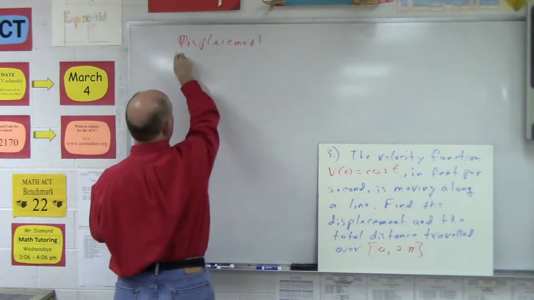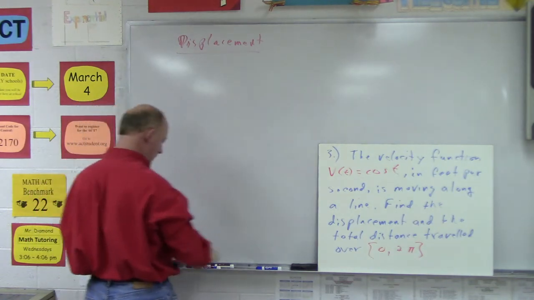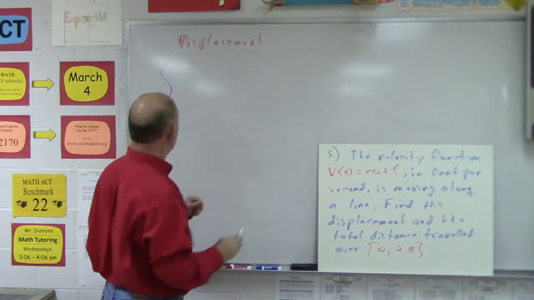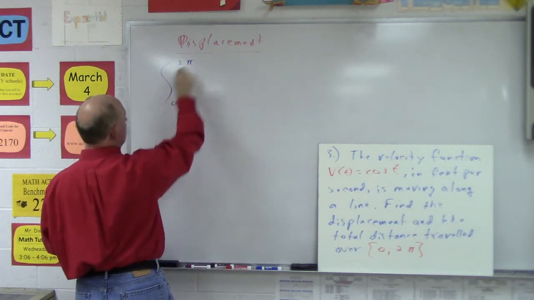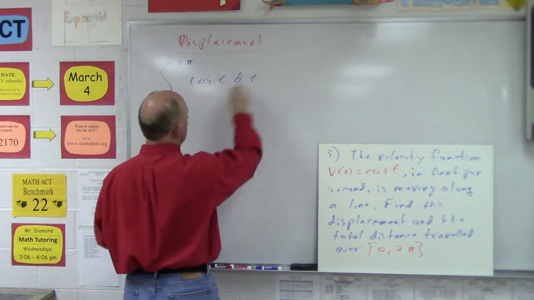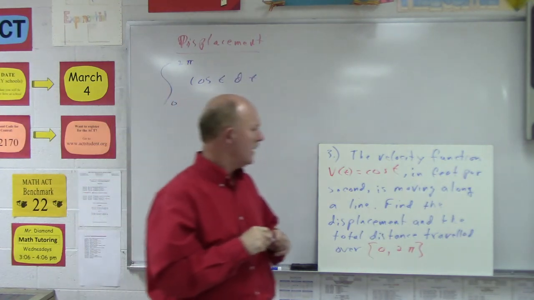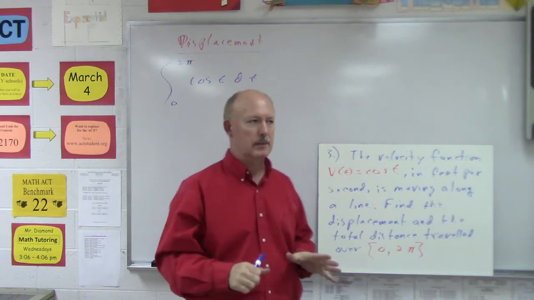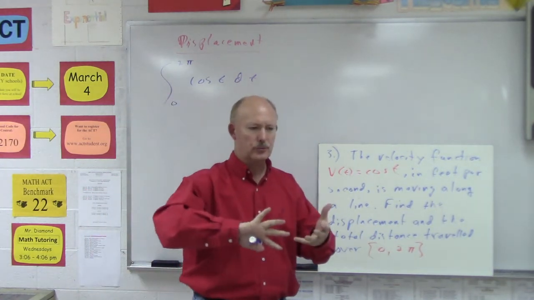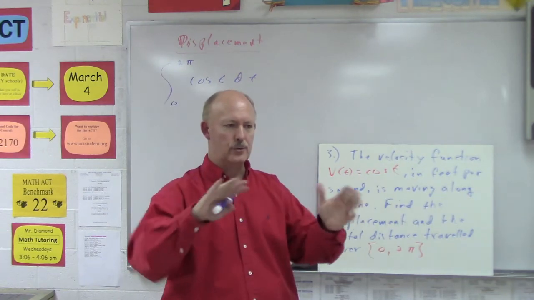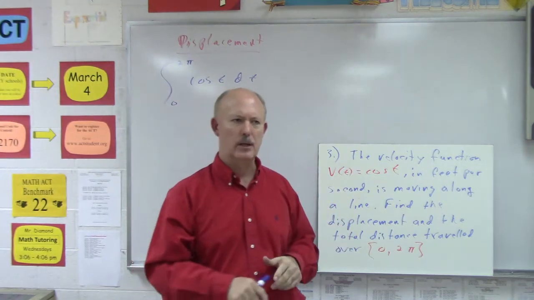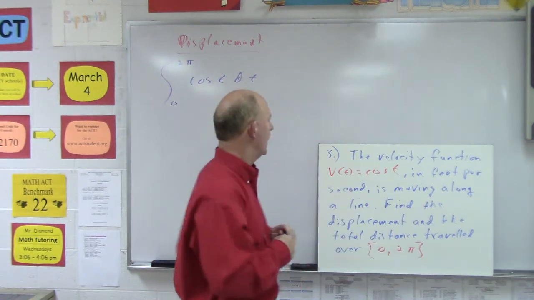So let's do our displacement first. Now this would be the integral from 0 to 2 pi of cosine t dt. So this should give us our displacement. Now, this problem we'll do a little bit differently because I know what the graph of cosine looks like. And if you remember the graph of cosine, over particular intervals you have the same area above the x-axis as you have below the x-axis. So some of these areas may cancel out.